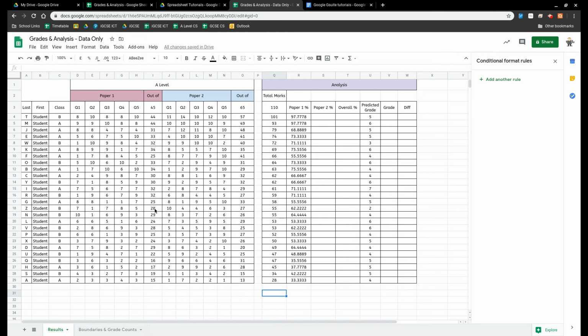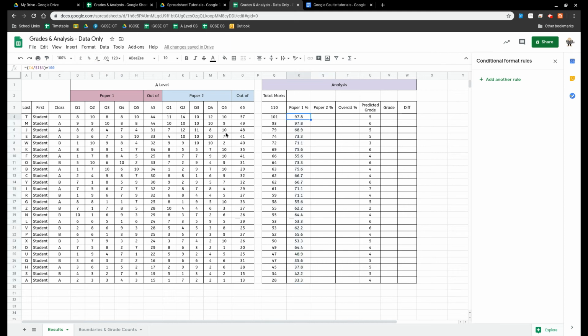So this person got 28 out of 45. That's about 62%. So let's see how to get rid of these decimal places and just maybe have 1. So at the top here, we've got these buttons for decreasing and increasing decimal places. So let's reduce down to 1.